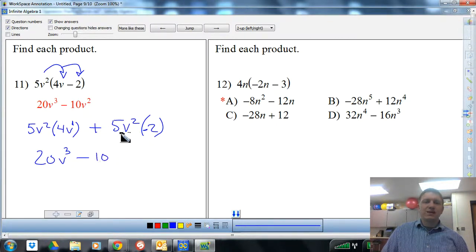10. 2 times 5 is 10. And then v squared just gets tagged along for the ride. That looks just like our answer up there. Yay.